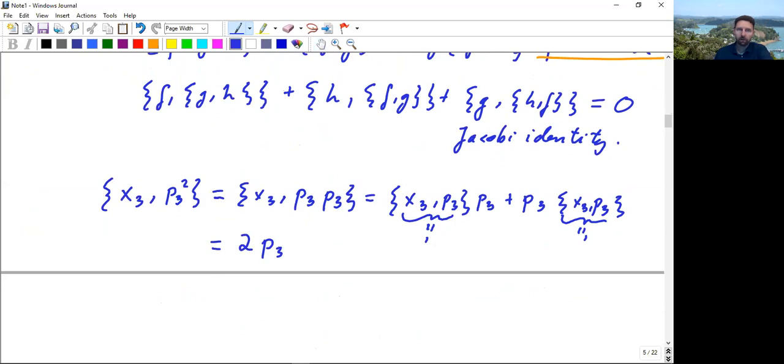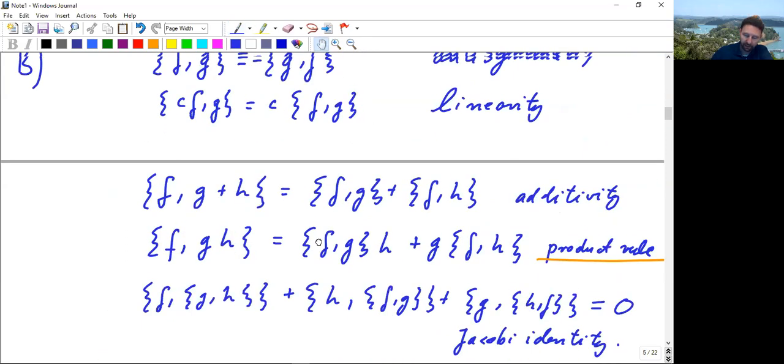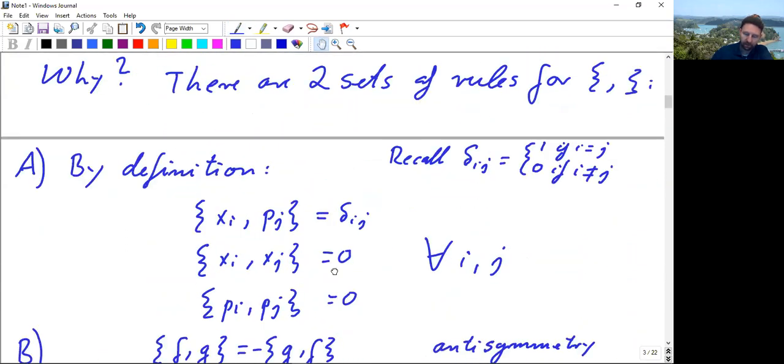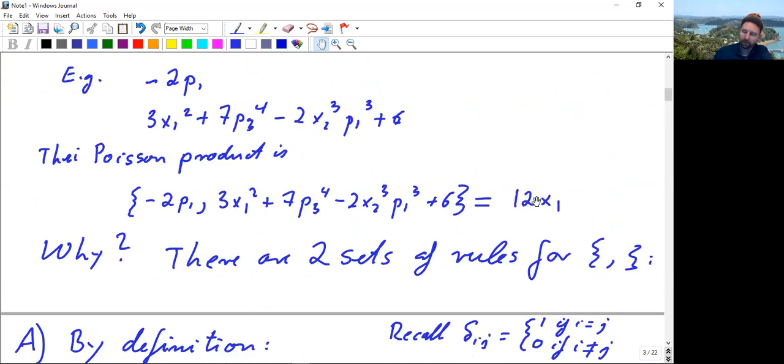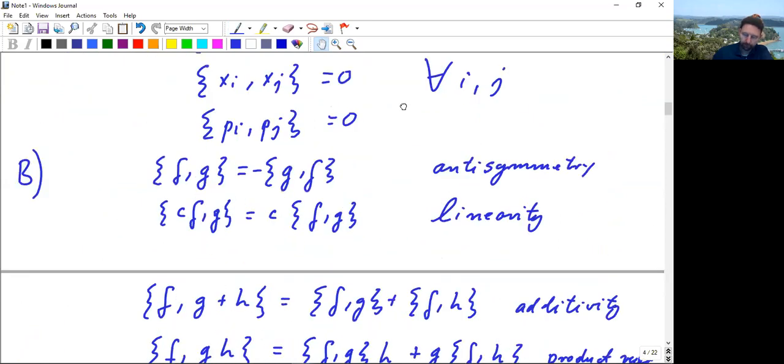Okay, so now we've evaluated our first example of the Poisson product of two polynomials. The Poisson product of two polynomials that I showed at the very beginning, you should now be able to evaluate, namely this one, right, where I claimed that it's 12x1. It will be part of the homework.